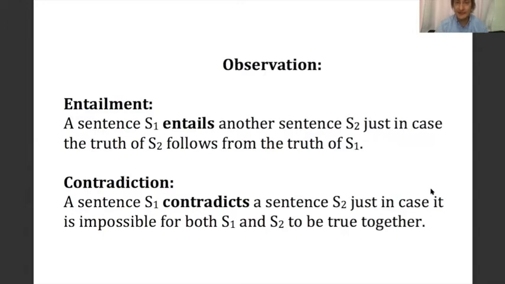Another observation that we make is an observation of contradiction. A sentence S1 will contradict a sentence S2, just in case it's impossible for both of those sentences to be true together.